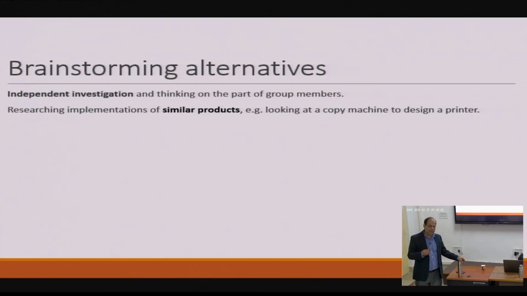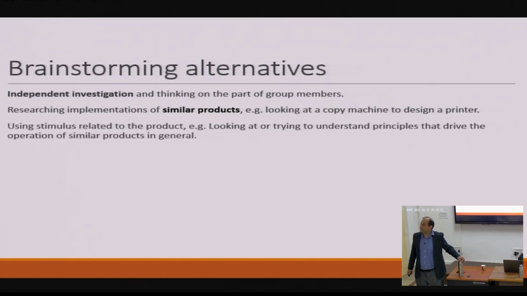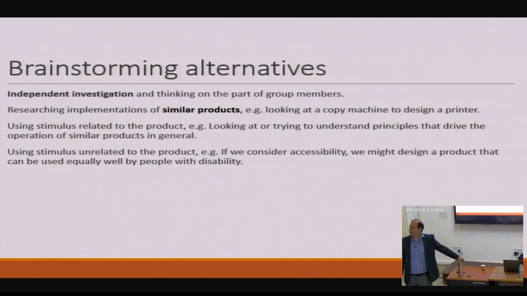And then you have researching implementation of similar products. Like I said, okay, well, brainstorming did not give us an idea, but I can look at similar products, the ones that I'm making, and see if I can get any ideas. So if I look at a copy machine, I can use that to design a printer. And there are other things, like using stimuli related to the product or using stimuli unrelated to the product, right?